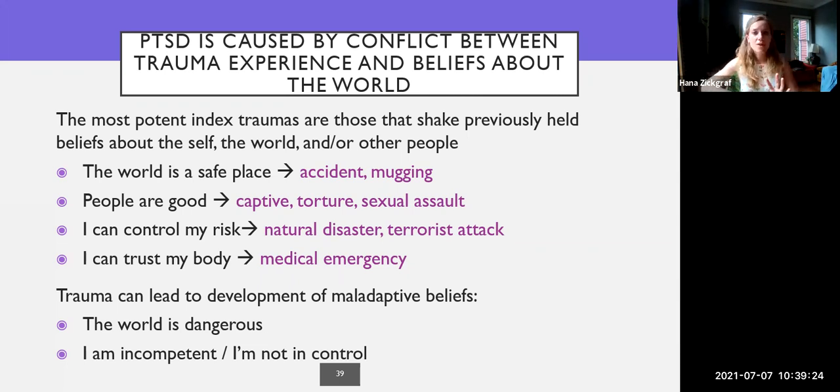So because traumatic experiences challenge our positive beliefs about the world, the beliefs that make us feel safe and in control, having traumatic experiences can lead to those beliefs changing and developing into maladaptive beliefs that the world is dangerous or that we're not in control at all.